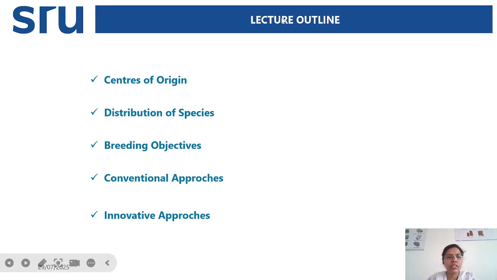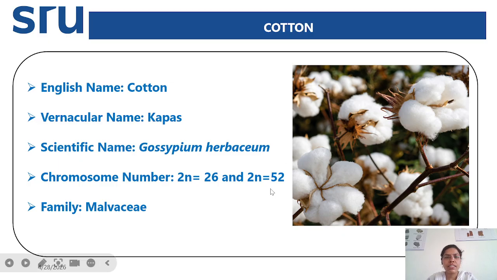So here comes the lecture outline. Here we'll discuss the centers of origin, distribution of the species, breeding objectives, conventional approaches, and innovative approaches. These are some of the topics in this lecture. And first we'll discuss the economic importance of cotton.